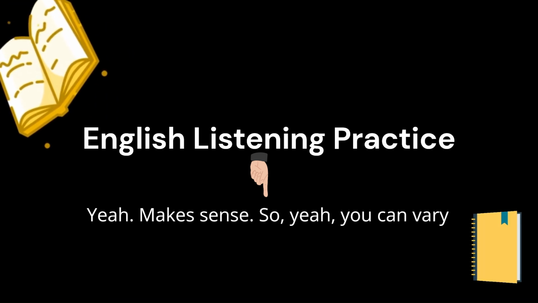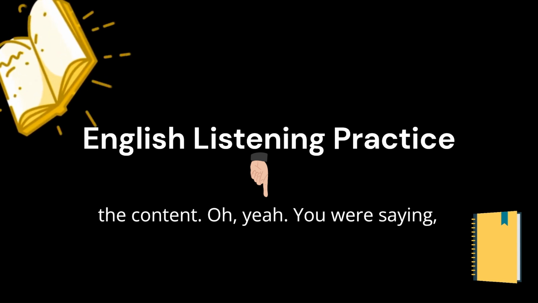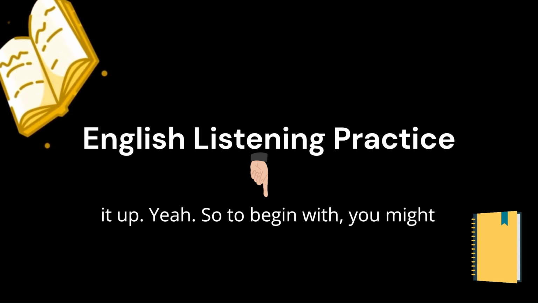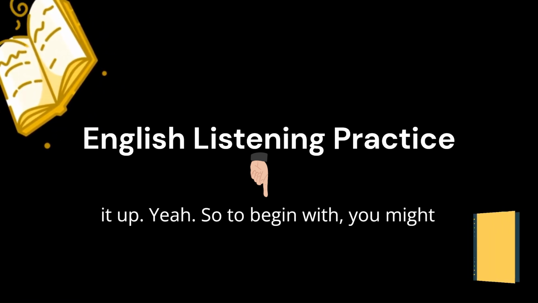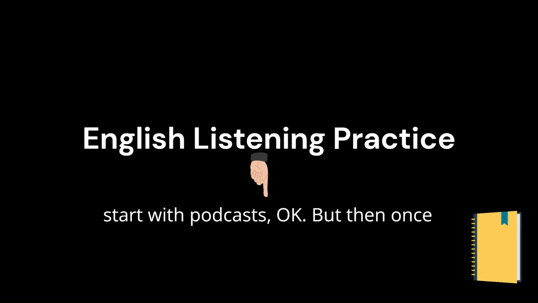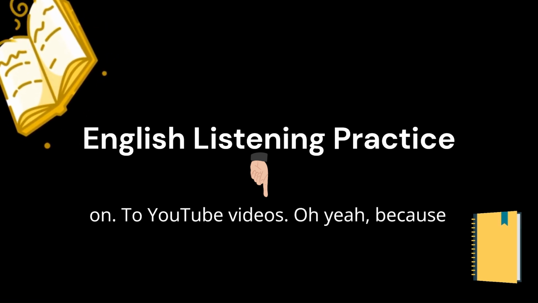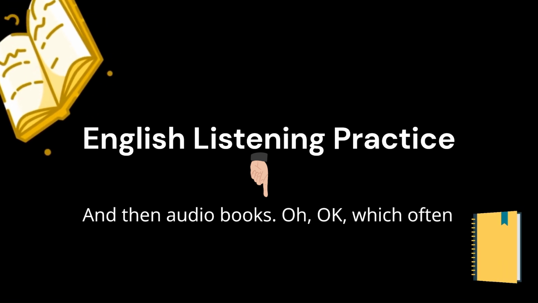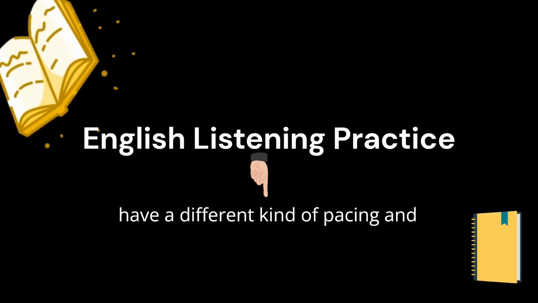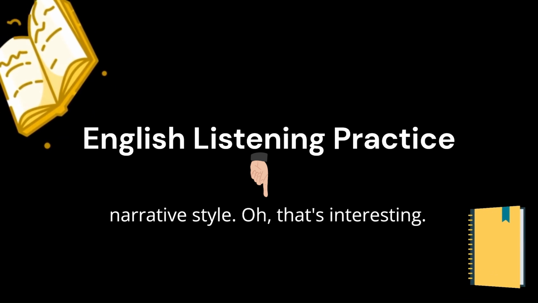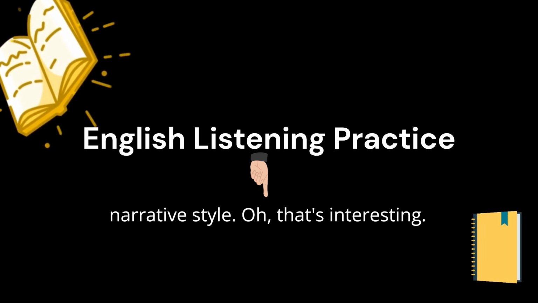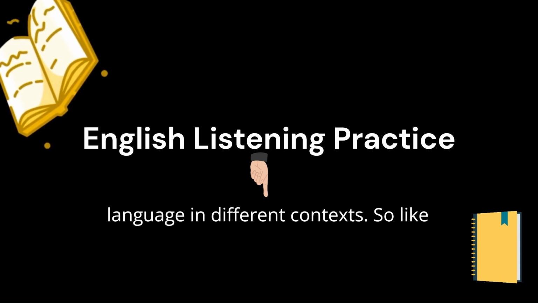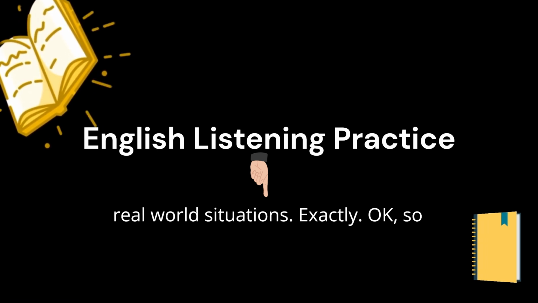So you can vary the content. As you get better, you can switch it up. To begin with, you might start with podcasts. But once you feel more comfortable, you can move on to YouTube videos, because those have the visual element too. And then audiobooks, which often have a different kind of pacing and narrative style. So you're getting exposed to the language in different contexts, like real world situations.